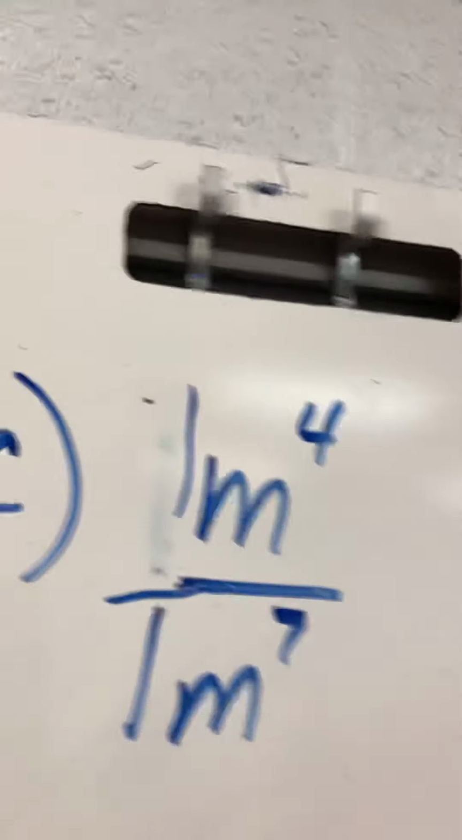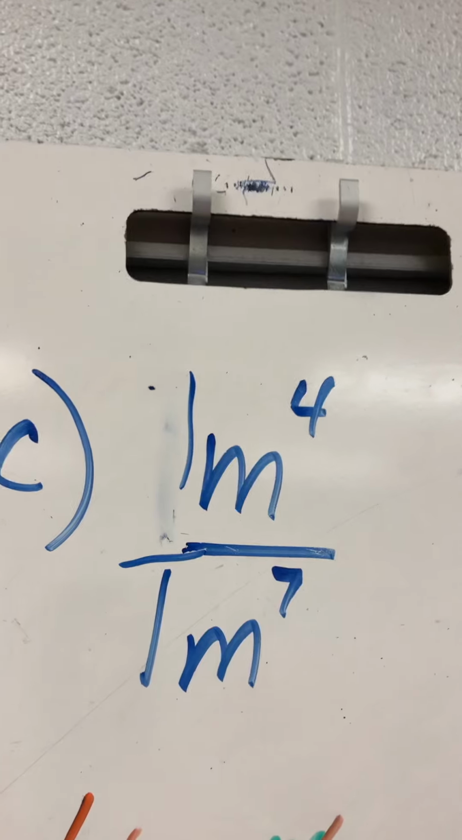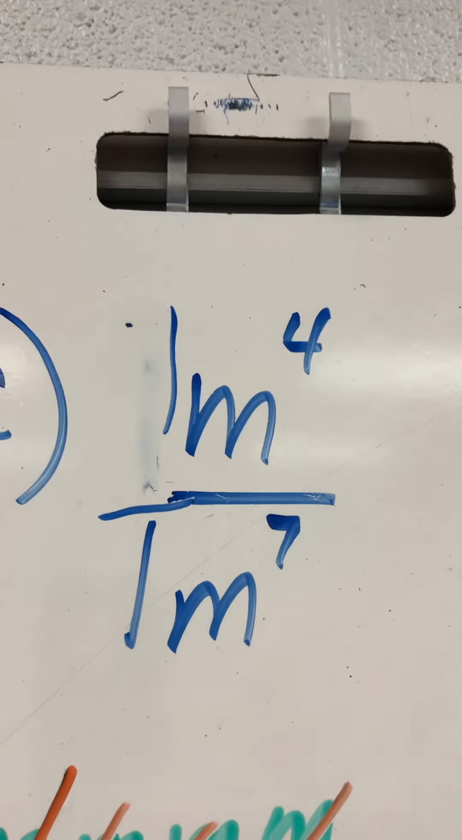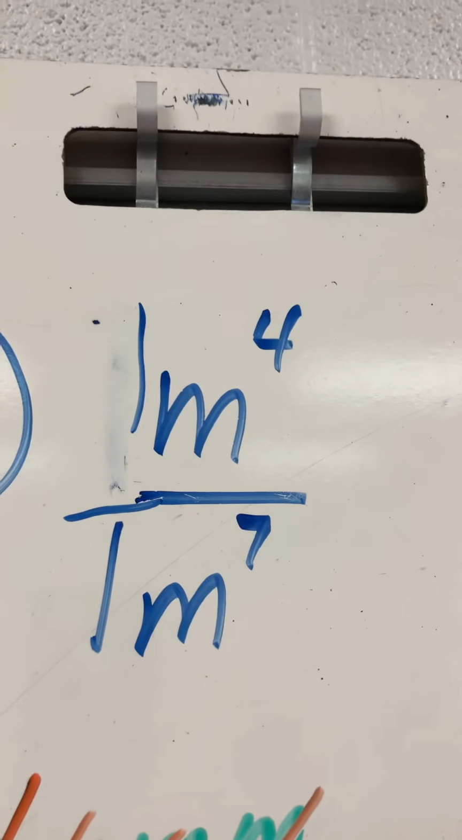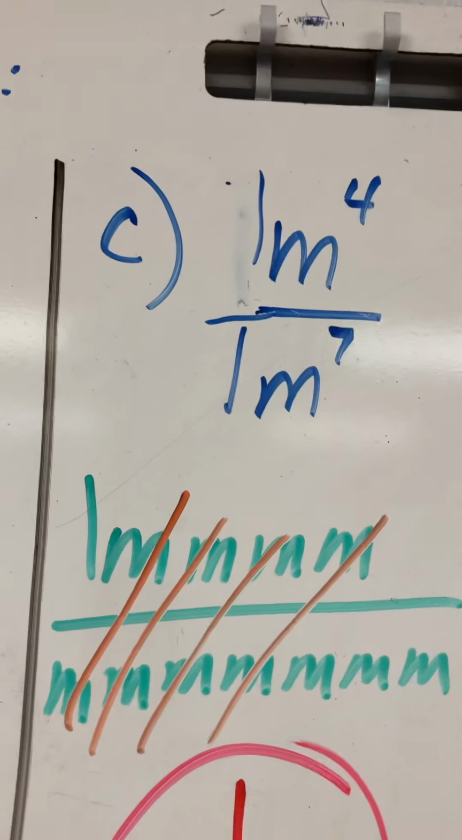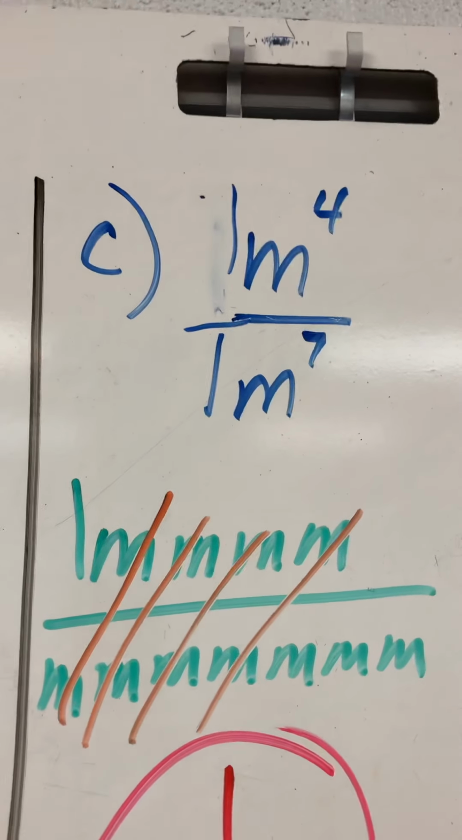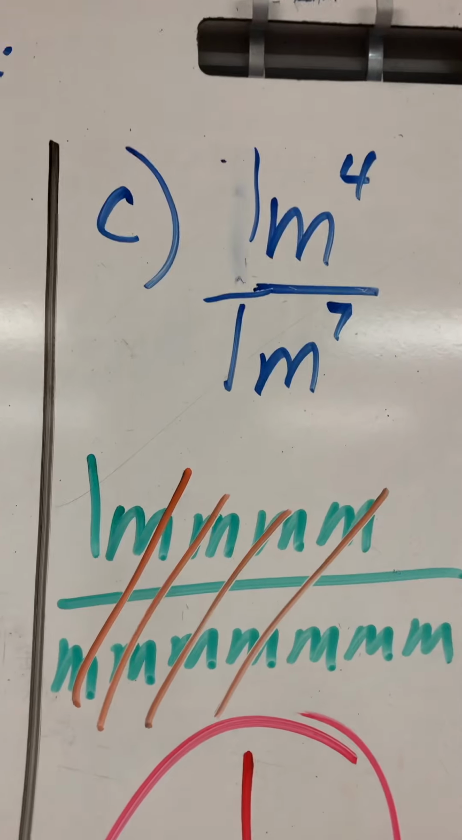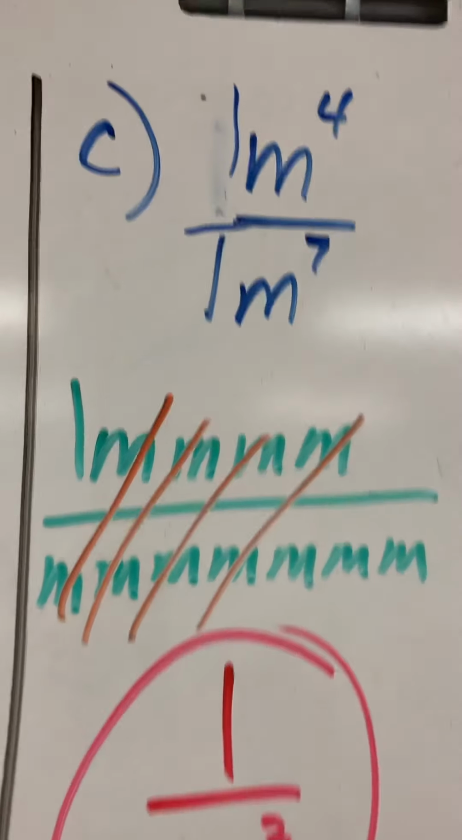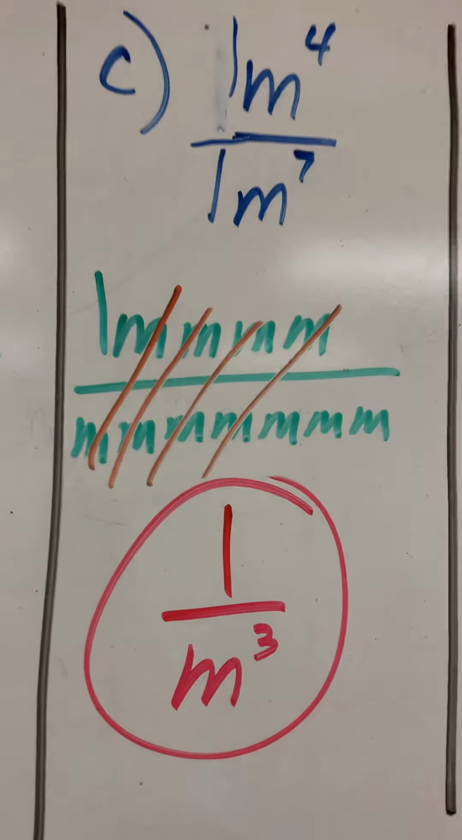But what happens here? M to the 4th over m to the 7th, right? That's 1 m to the 4th over 1 m to the 7th, right? So when 4 m's cancel, would you agree that you're left with a 1 on top over m to the 3rd? There you go.